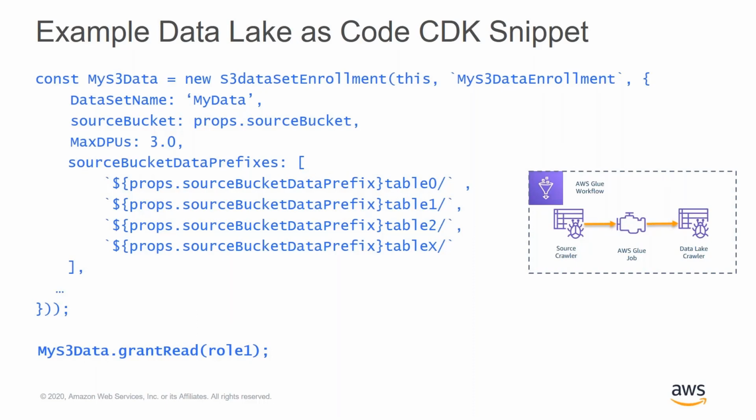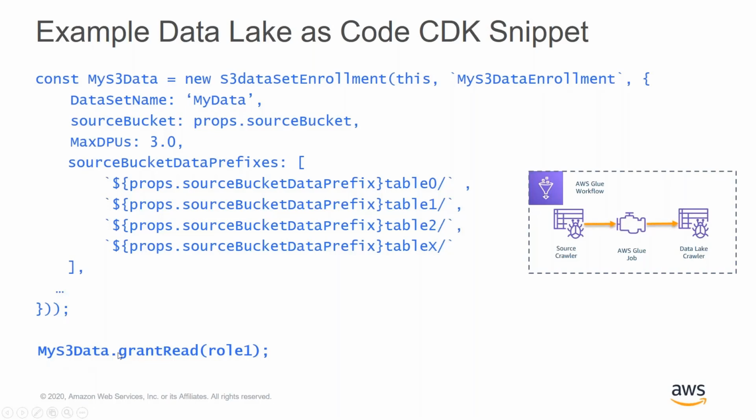This is an example of instantiating that S3 data set enrollment construct, which you can see depicted here. All you do is say how much gas you want to give the job and where your tables are. And that will set up the crawler, the job, the data lake crawler, the workflow, all the triggers, all the IAM permissions to allow your crawler to allow this workflow to index your data.